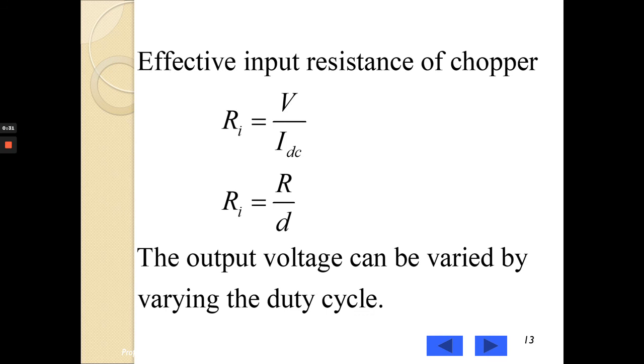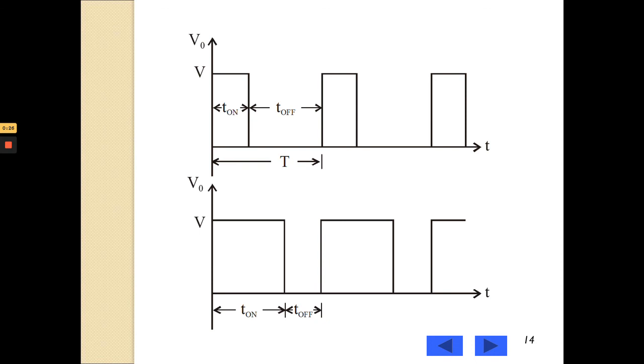The output voltage can be varied by varying the duty cycle. This is the waveform for different values of duty cycle. In the first case, duty cycle is less, and in the second case, duty cycle is more. According to the duty cycle, we will get the output voltage V out equal to D into V. This is about the chopper.